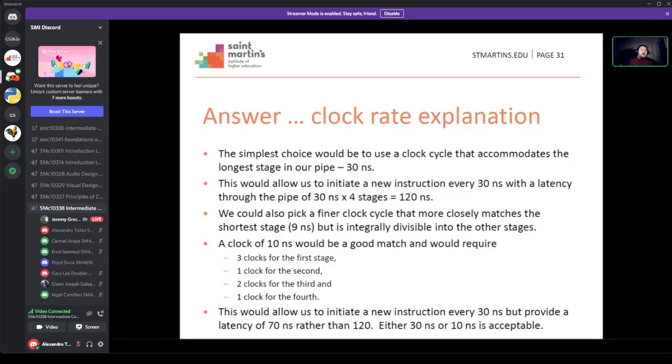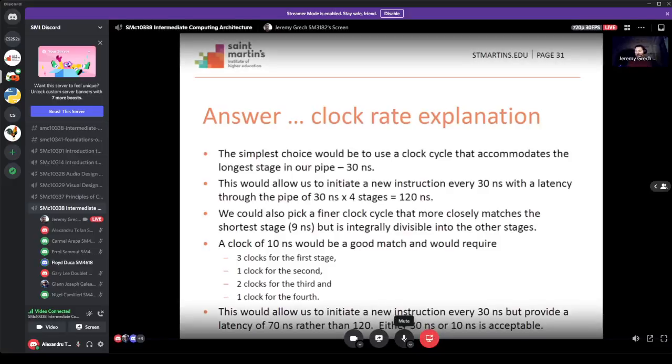rather than 120 nanoseconds. In this case, it means that your CPU is going to be much more efficient in executing your instructions if the CPU clock speed was of 10 nanoseconds rather than 30. Does this make sense, guys?